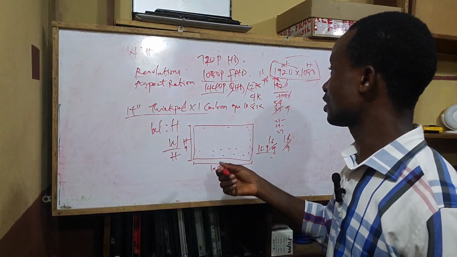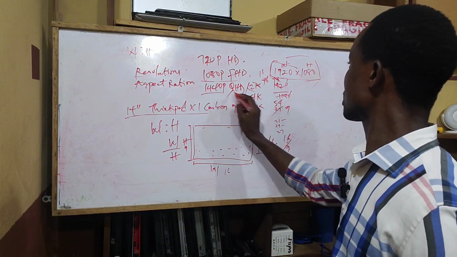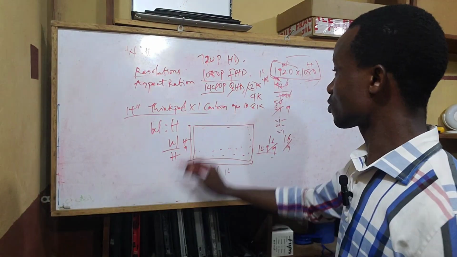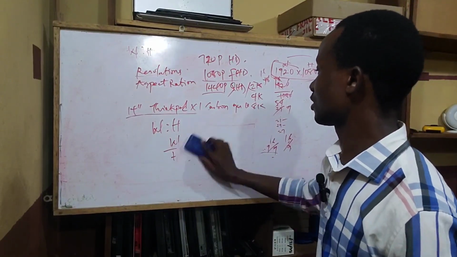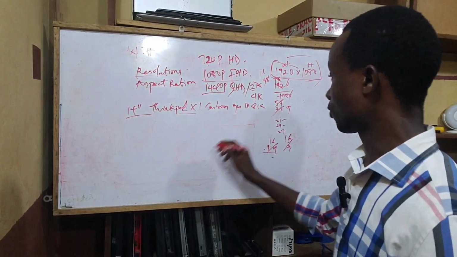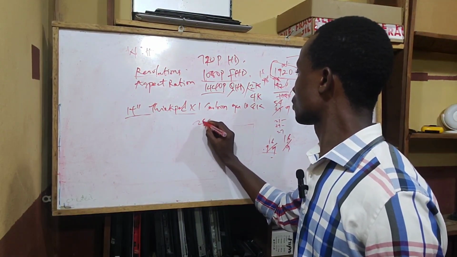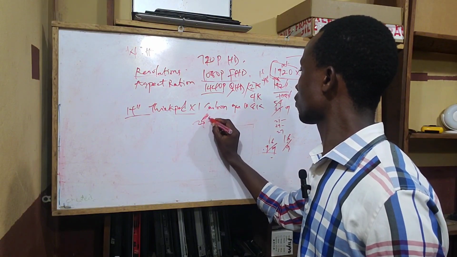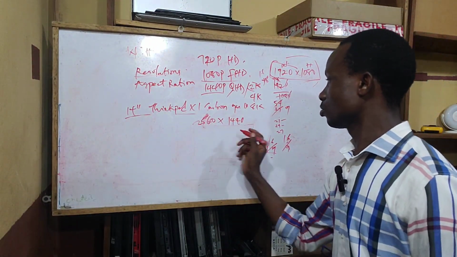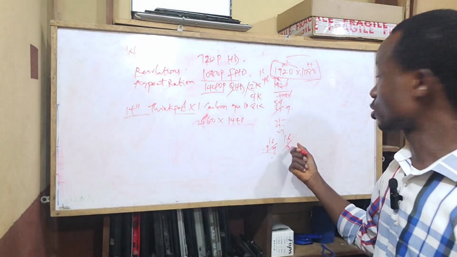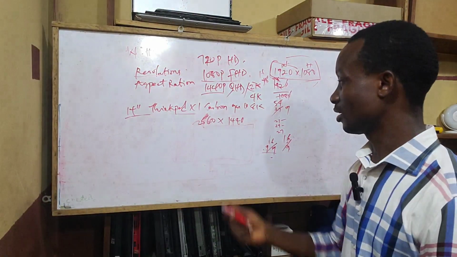For another display, let me use this 1440p. So 1440p is going to be 2560 by 1440. All right. So dividing this takes you down to 16 ratio 9. The ratio is 16 ratio 9. So you can divide it in order to get the aspect ratio.